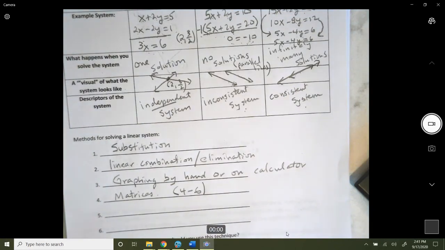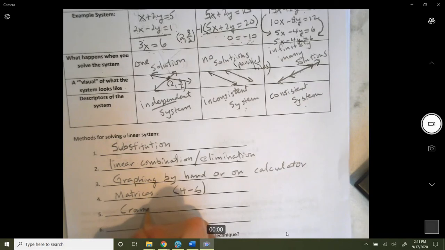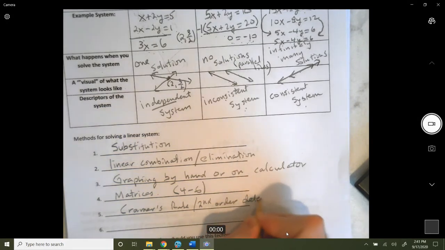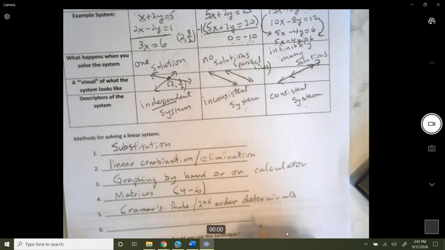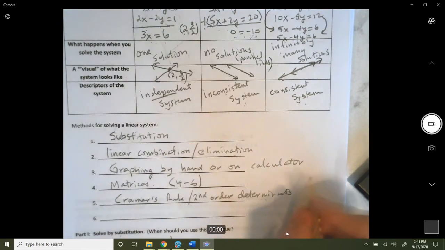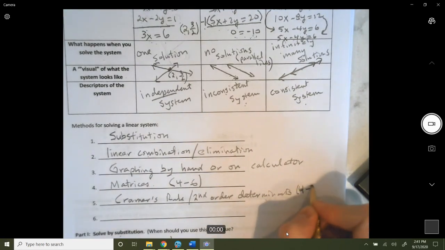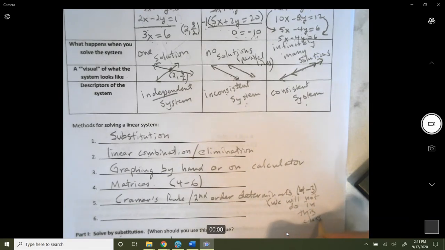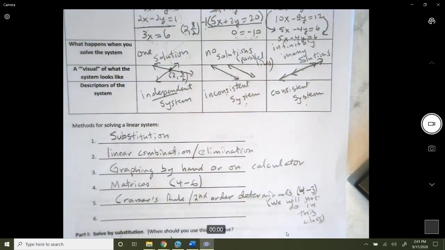Okay. And then there's another one, Cramer's rule. Also called second order determinants. This is in 4-3. We are not going to do this method. If you want to read about it on your own in 4-3, okay, we will not do this method in this class. You might see that in another class, but it's another way to do it. You can look at it in 4-3. You will not be tested or quizzed on that.